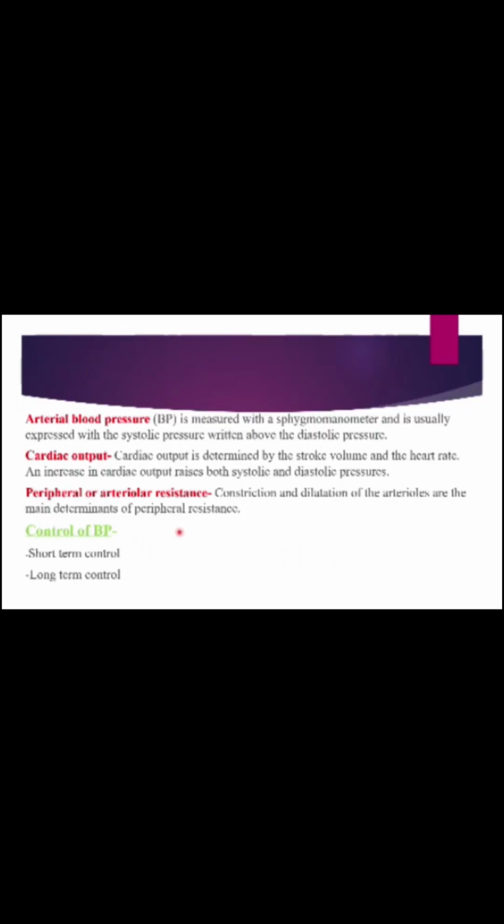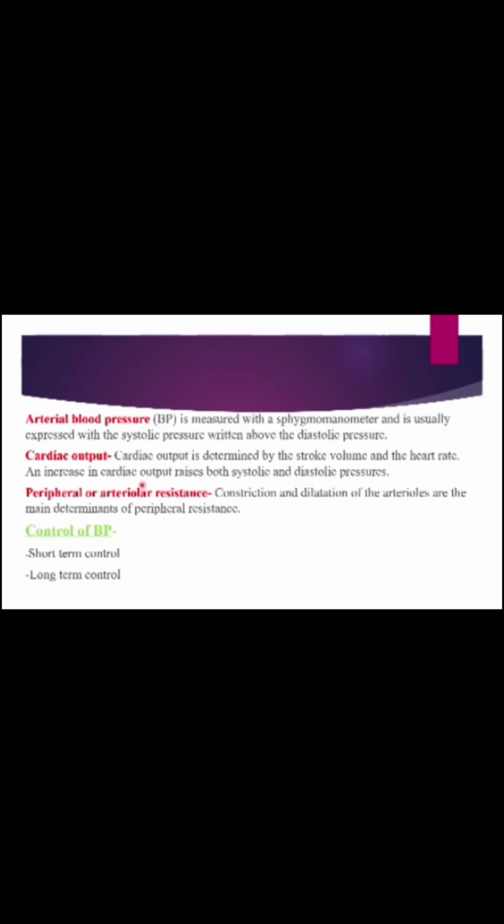Then arterial blood pressure is measured with a sphygmomanometer and is expressed with the systolic pressure written above and the diastolic pressure below. Normal BP is written as systolic by diastolic, 120 by 80 mm of Hg. Then the cardiac output and the peripheral or arterial resistance. These two are the factors of BP.